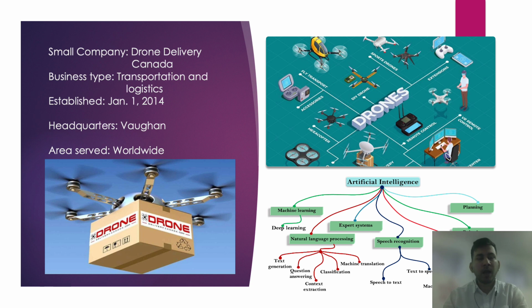So for the small company, I have taken Drone Delivery Canada, which is one of the leading drone companies in Canada in transportation and logistics. Their business type is also transport and logistics. They were established on January 1st, 2014, headquartered in Vaughan, areas of operation worldwide. They are using their drones for transportation and logistics in all sectors, whether it's airports, healthcare, mining, industry, or courier. They are helping every industry with the help of artificial intelligence. So this is the power of artificial intelligence.